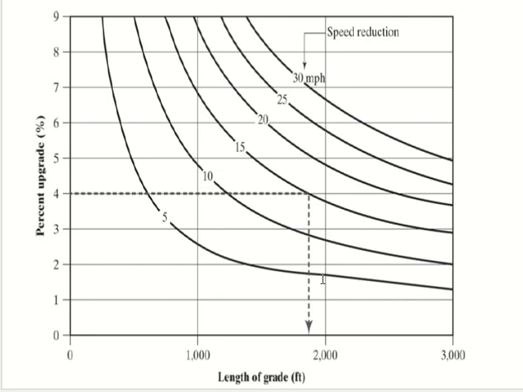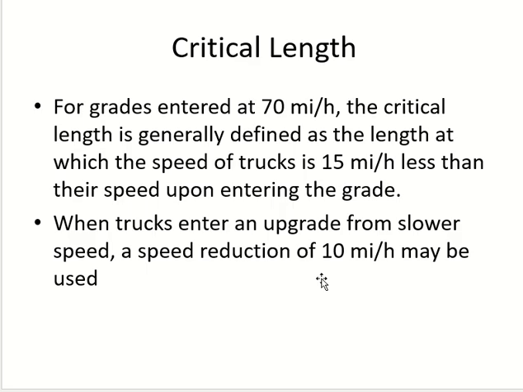Normally we use the critical length. There is a critical length of any gradient which you can allow on the road to have an acceptable reduction in the speed of the truck. Critical length is the length of the gradient up to which the reduction in the speed of the truck is acceptable to you. How much is that? Normally we can allow a reduction in the speed of the trucks from their initial value of 10 to 15 miles per hour.